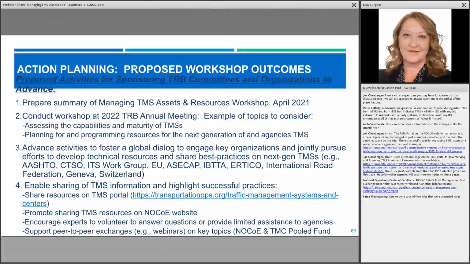We want to continue to share information, number 4. The resources are on the TMS portal, and I believe, and John can correct me here, that's where the document from the lessons learned and the outcomes of the workshop were from the January meeting, but we want to continue with this process as we move forward of documenting and sharing information and highlighting the successful practices. Moving on to the next slide.